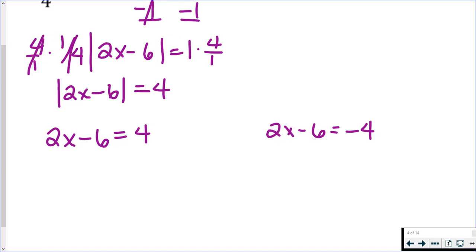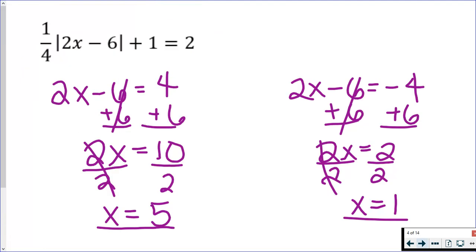So now I encourage you to solve these yourself. You can pause the video if you want. Otherwise, these were two-step equations where I had to add 6 and then divide by 2. So we got x equals 5 and x equals 1 as our solutions to this equation. Please make sure you always check your work.